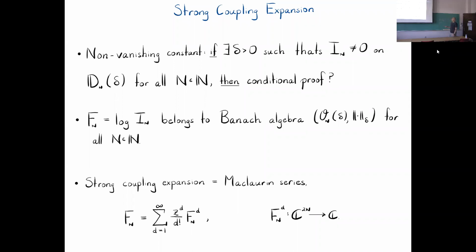Okay, so if that were true, then this free energy belongs to the Banach algebra of germs of holomorphic functions on this polydisk. This is the sup norm of bounded functions on this polydisk for all n and N. And the strong coupling expansion of the free energy is just its Maclaurin series, written in this somewhat funny way, where I expand in powers of the coupling. It's called strong coupling because this inverse coupling constant has to be smaller than delta. And these F_{N,d} are just homogeneous degree d polynomials in the external field parameters. That's the strong coupling expansion. Okay, so they're polynomial functions on C^(2n).